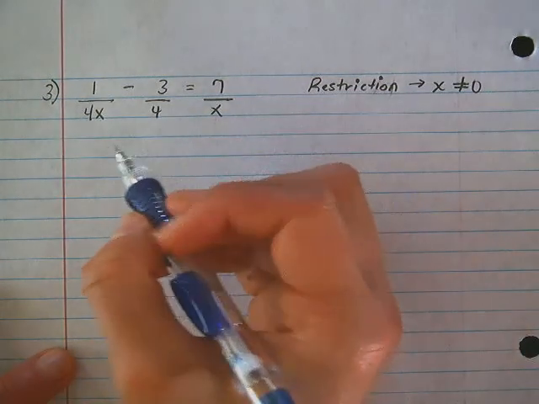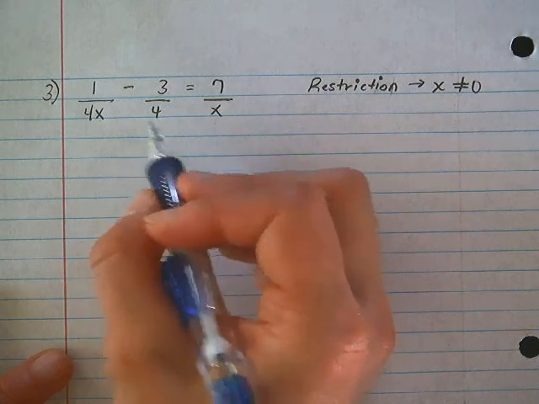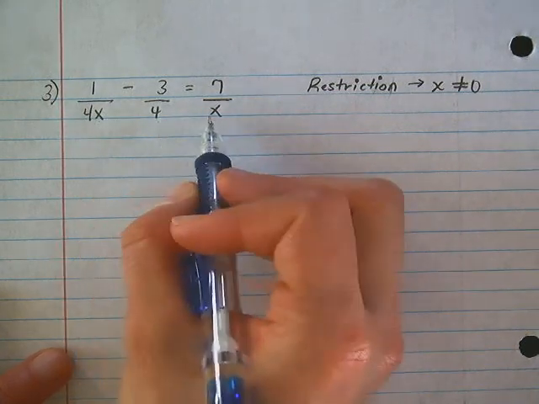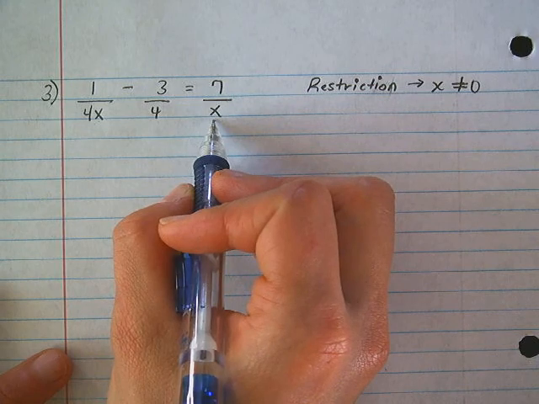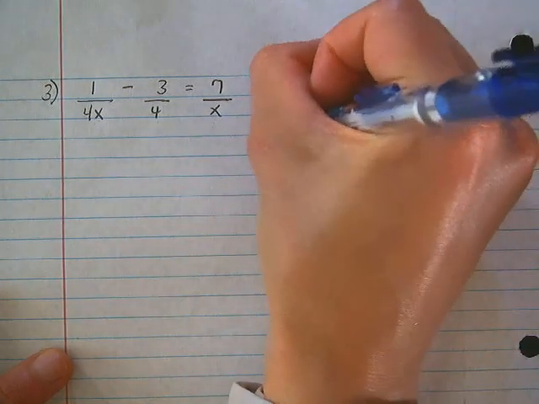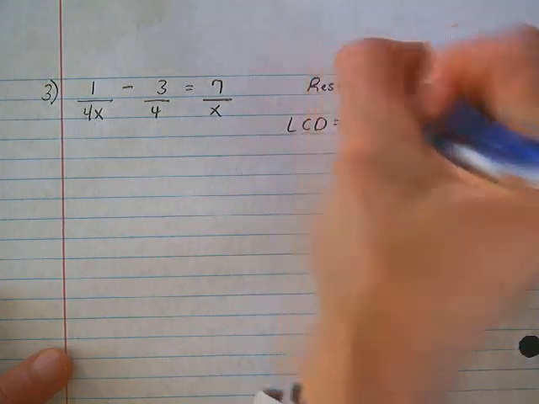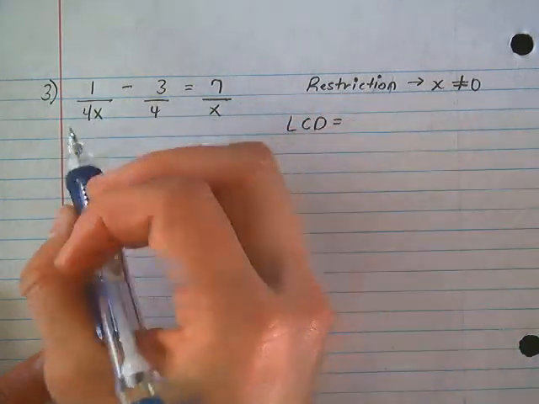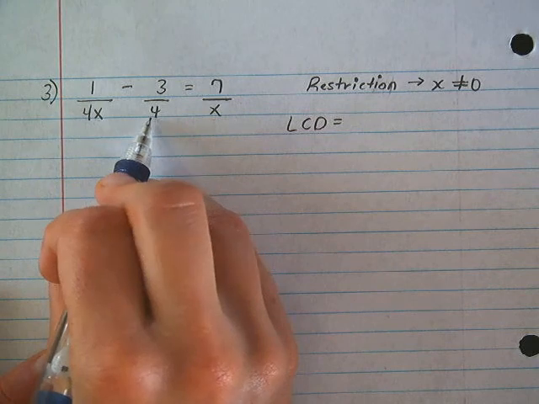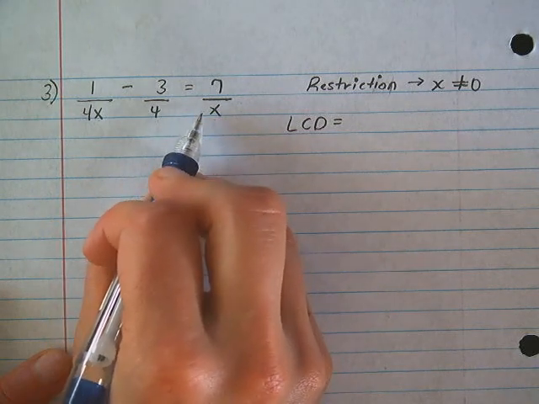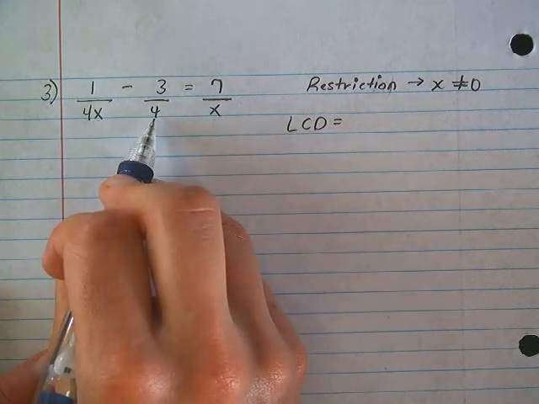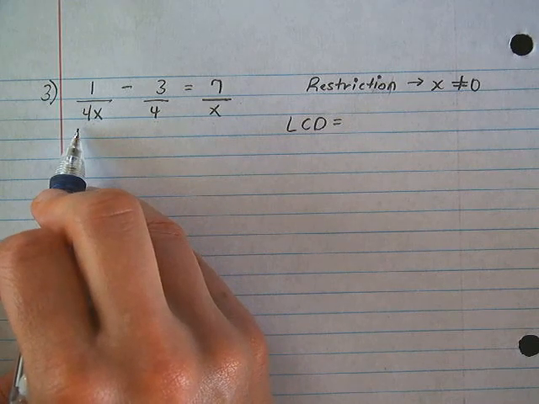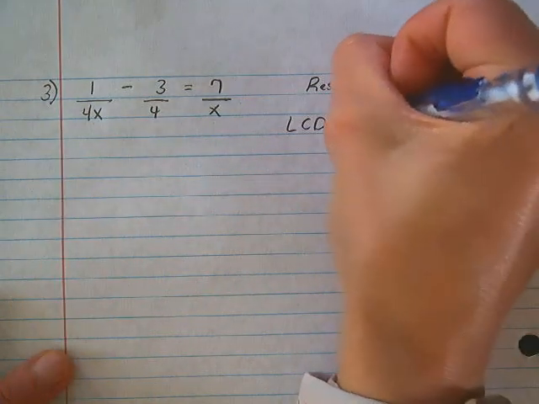Okay, so just like before, we've got to solve. So we've got to find what number all of these will go into evenly. I'm going to write that to the side. What's the smallest number each of these will go into? Look at your regular numbers first. You've got a 4 and a 4, and then technically that's like a 1. So what's the smallest number that 4 will go into? Well, that'd be 4.